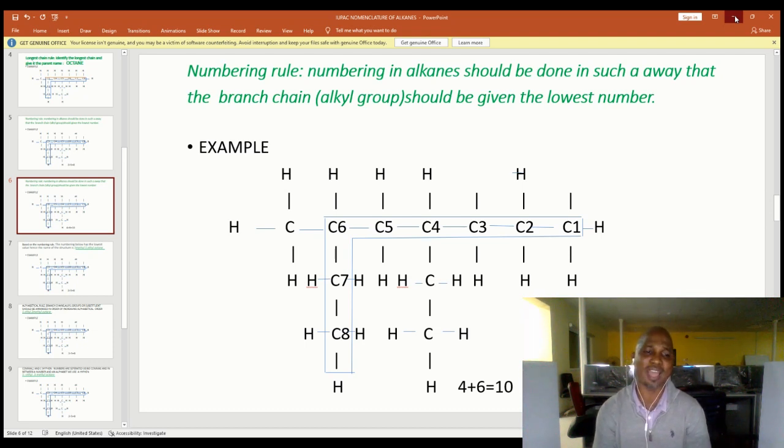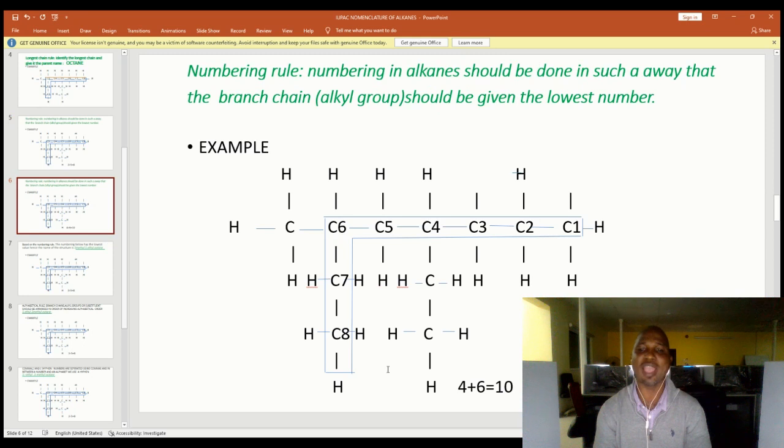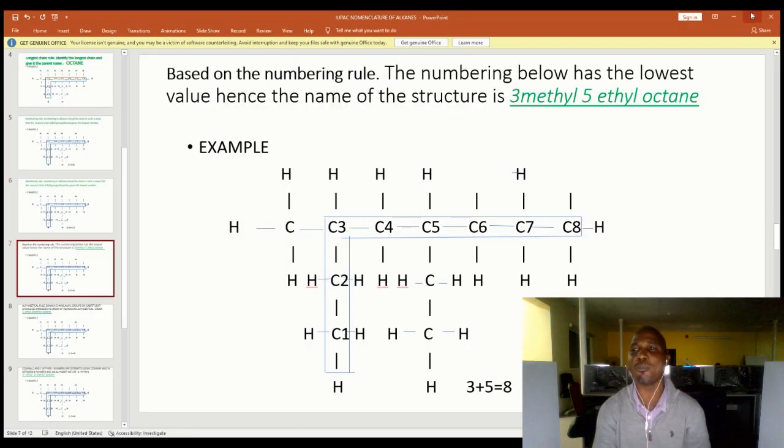Now let's go back to the previous one where we have 8. Can you see your 8? Now let's come to this one where we have our 10. You'll be asking which of these routes we should follow. The rule says we should follow the route that has the lowest number.